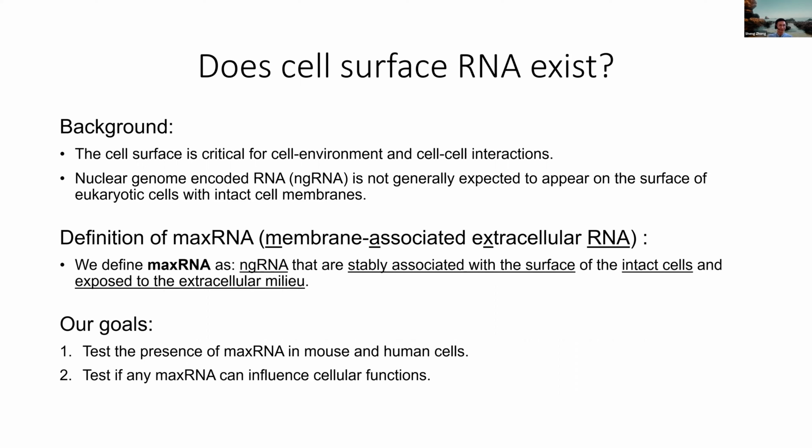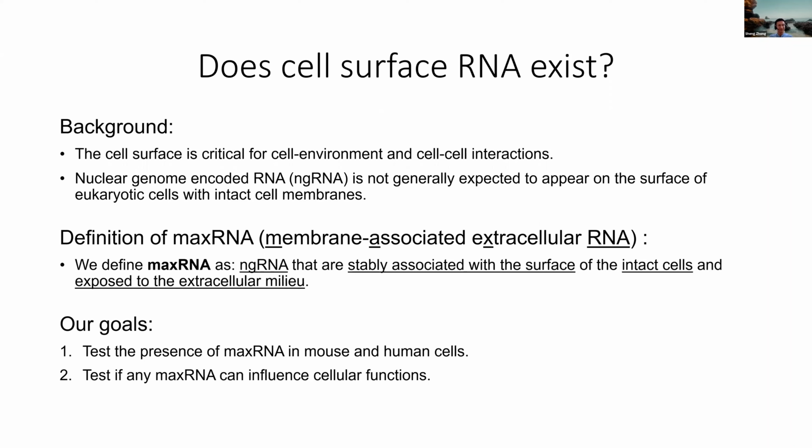First of all, the cell surface is apparently critical for the cell environment and cell-cell interactions. So the RNA transcribed from the nuclear genome is generally not expected to appear on the surface of eukaryotic cells, at least the cells with intact cell membranes. And so here I wish to define what are precisely the RNA species I wish to discuss.